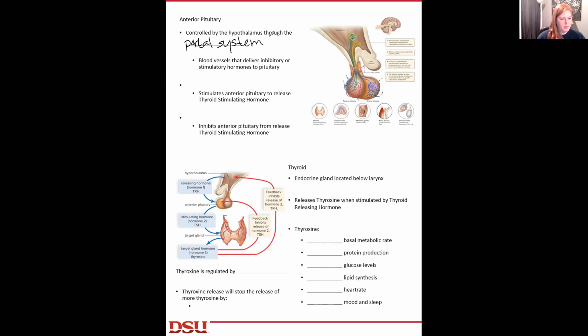So the portal system is a system of blood vessels that deliver inhibitory or stimulatory hormones to the pituitary. Notice that it can either inhibit a body response or stimulate a body response. Hormones can do both things. So we have something called TSH, or thyroid stimulating hormone, which does what it sounds like.